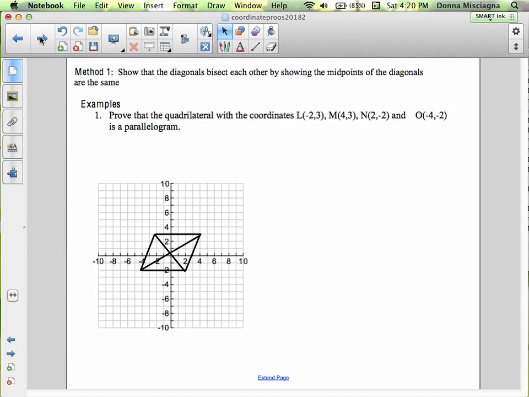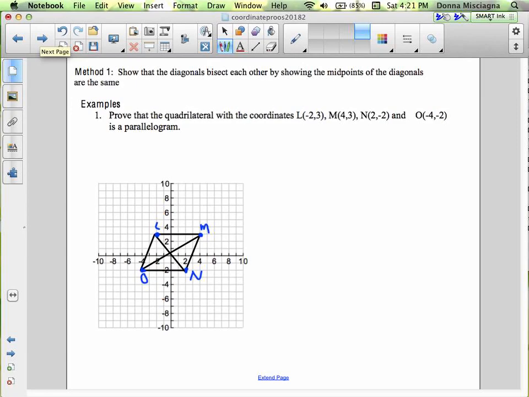All right, so the first thing you're going to do is graph this figure. We have point L located at -2, 3. So graph the point -2, 3. We have M located at 4, 3. So here's 4, 3. We have point N located at 2, -2. We have point O located at -4, -2. And then you're going to connect.